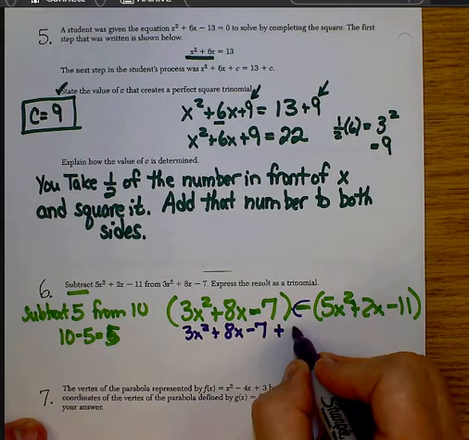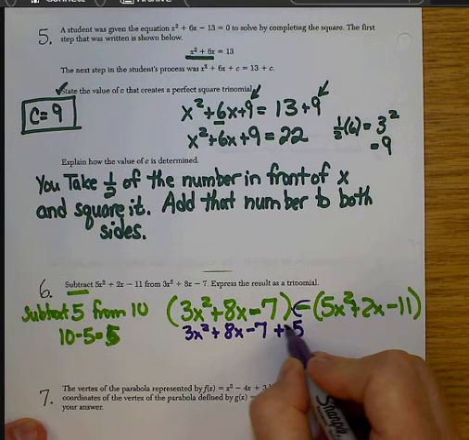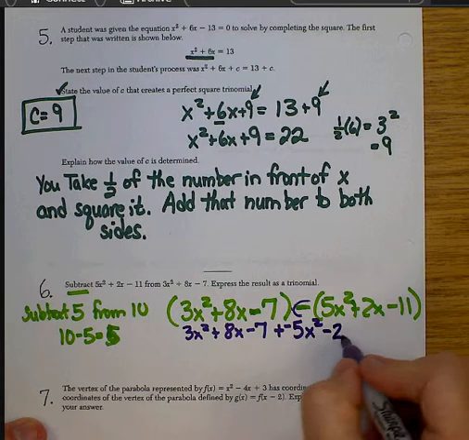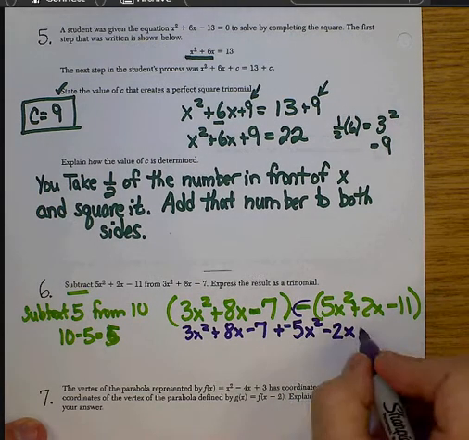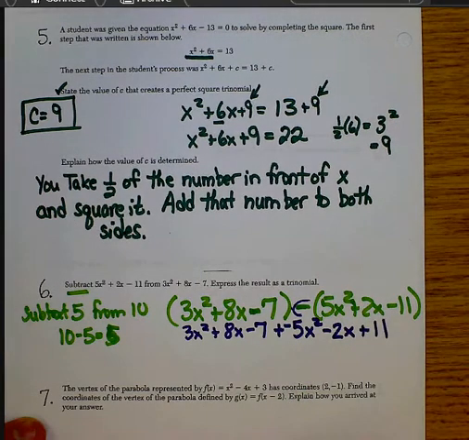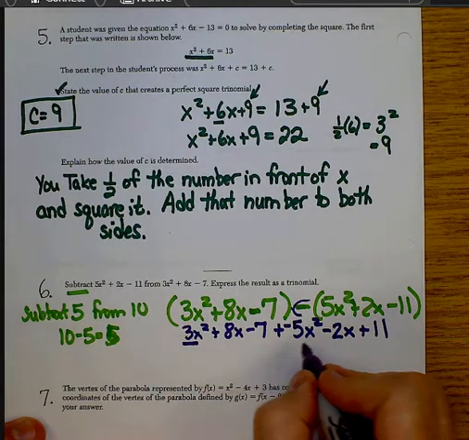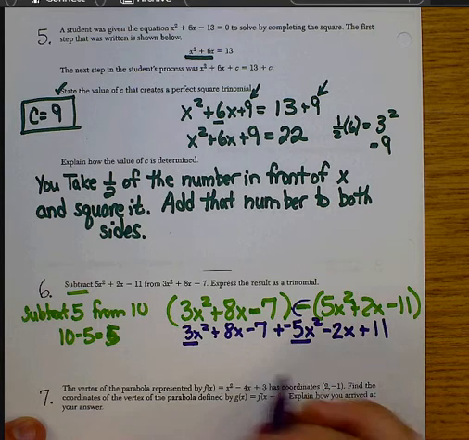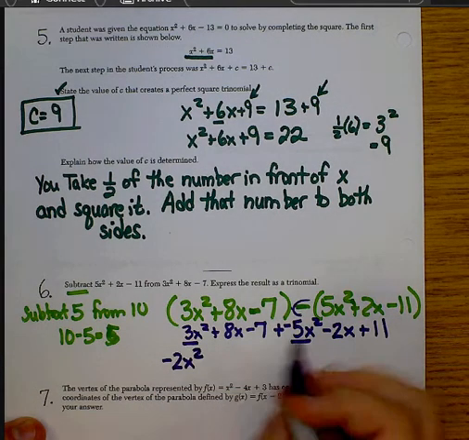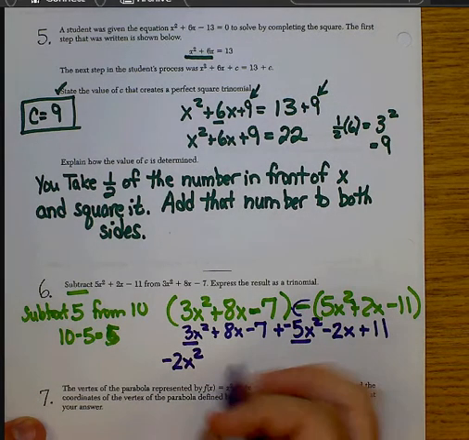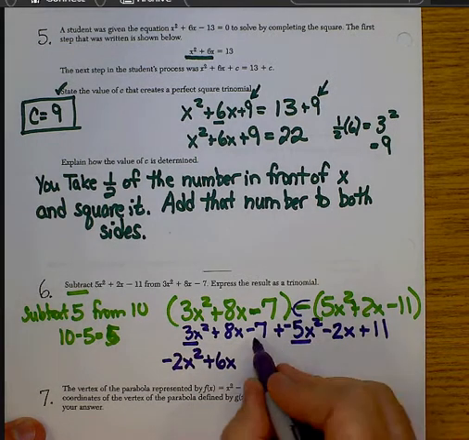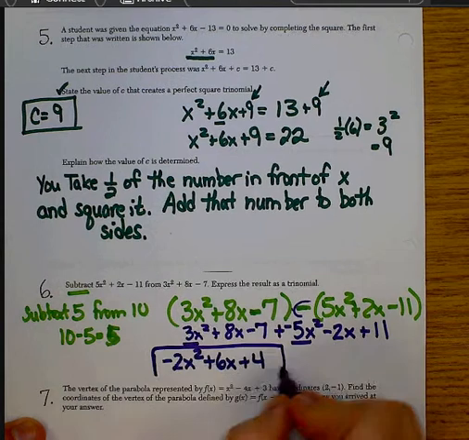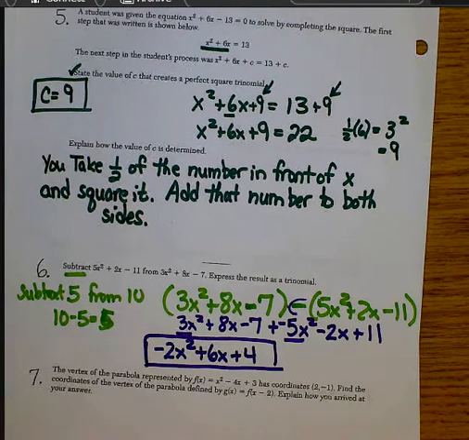This is a positive 5x squared. It becomes a negative 5x squared. This is a positive 2x. It becomes a minus 2x. This is a negative 11. It becomes a positive 11. And then all you do is combine like terms. 3x squared minus 5x squared is a minus 2x squared. 8x minus 2x is a positive 6x. Negative 7 plus 11 is a plus 4. Guys, we got to get that one right. That's a pretty easy one.